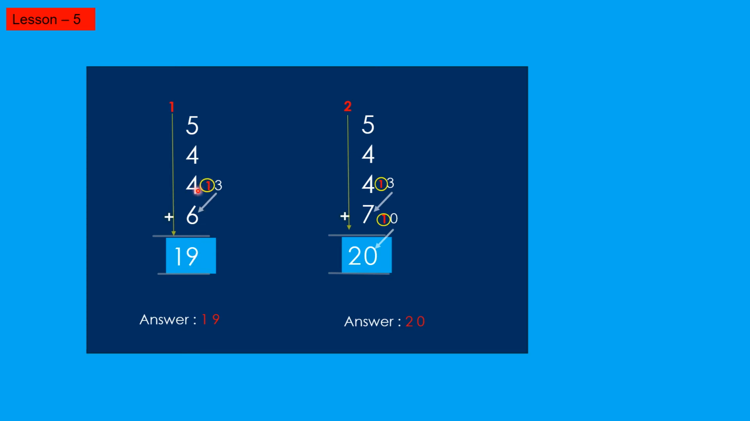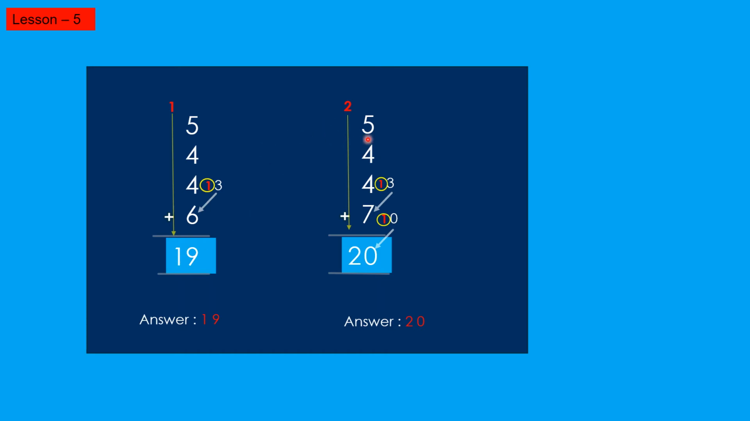So write 9 in your answer box. And here only one base is circled. That base, that is number 1, comes in the next column. That is 1 here. And there are no numbers in the next column. So you just bring 1 into the answer box and your answer is 19.